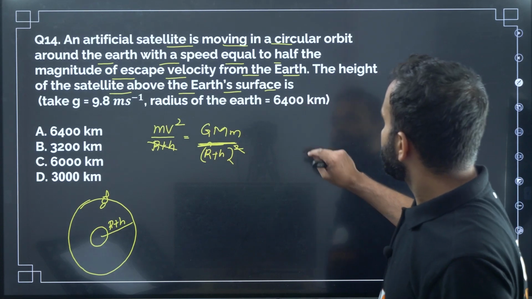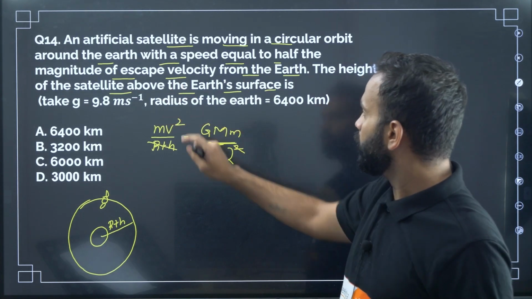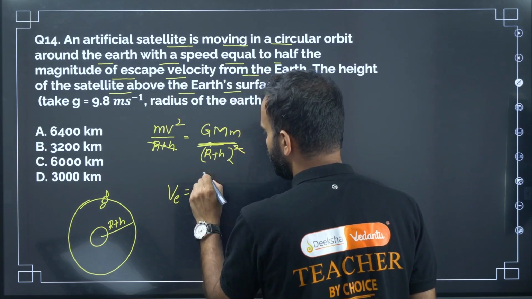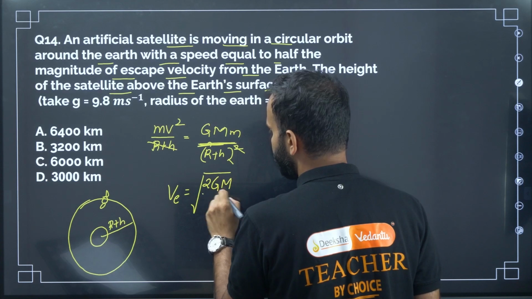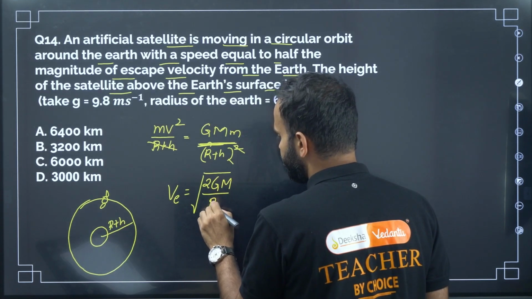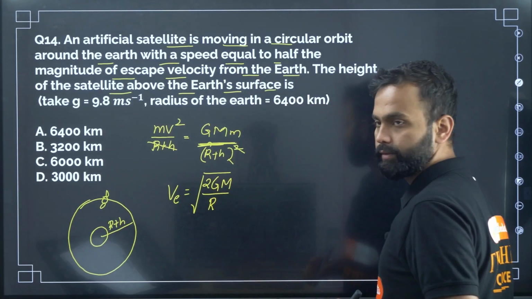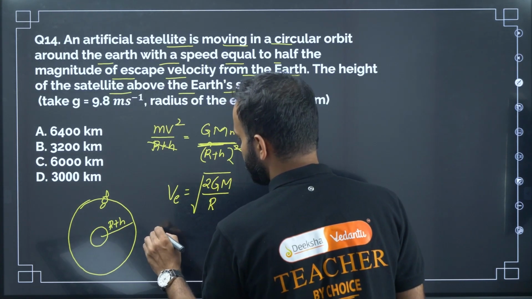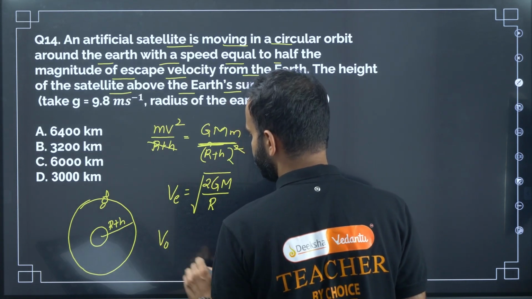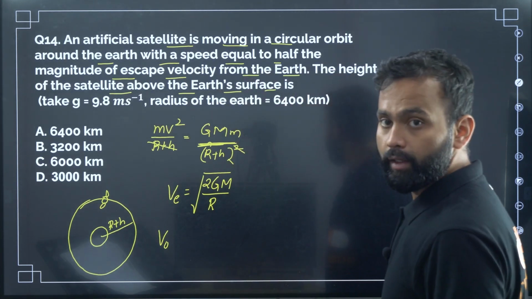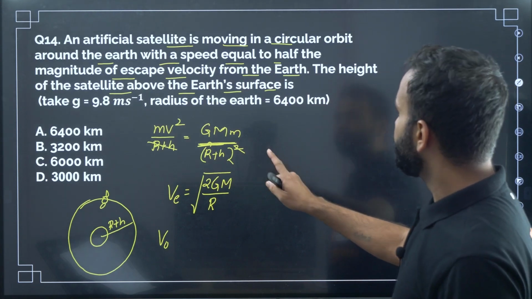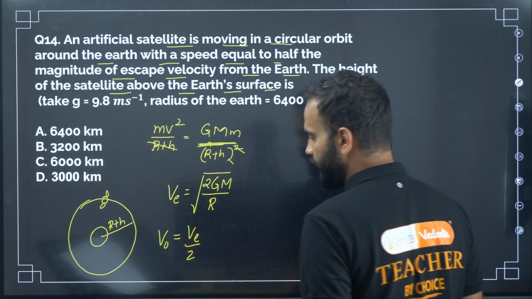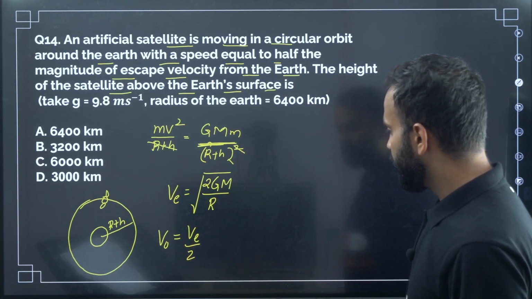So in the question they have given the speed of the satellite is equal to half the magnitude of the escape velocity, right? So what is the escape velocity? Escape velocity is equal to root of 2GM divided by R, right? R is the radius of the Earth. Okay. So now according to the question, orbital velocity or speed of the satellite is equal to half the magnitude of the escape velocity, that is Ve divided by 2, right?